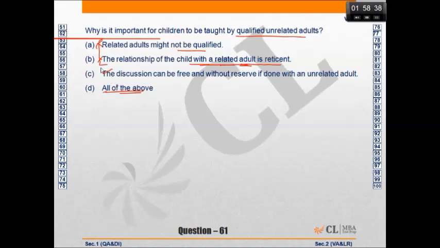B also would be correct. That means, okay, parent may not be qualified. Yes, okay, but that's fine. So the correct answer will be D. While I started by C, because there is a choice called all of the above, I wanted to be sure and realized that B is also correct. So I decided to mark all of them.